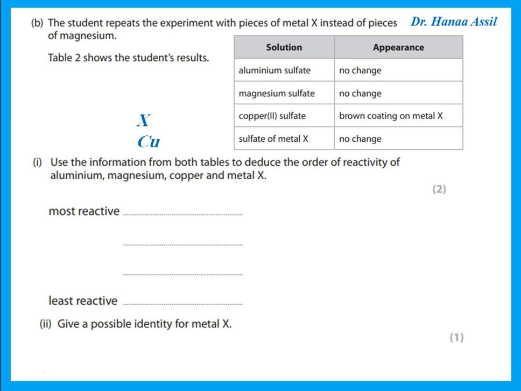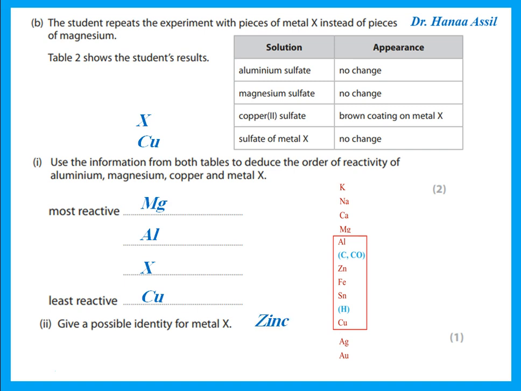So use the information to deduce the order of reactivity. What did we say? We said the magnesium is more reactive than aluminium, and then when we compare the X and the copper, we said it is the X that is more reactive than copper. So give a possible identity for X. Well, if you look at the reactivity series, magnesium more than aluminium, and then X is in between aluminium and copper. So what is X? X could be zinc or iron or tin. Do we understand that?